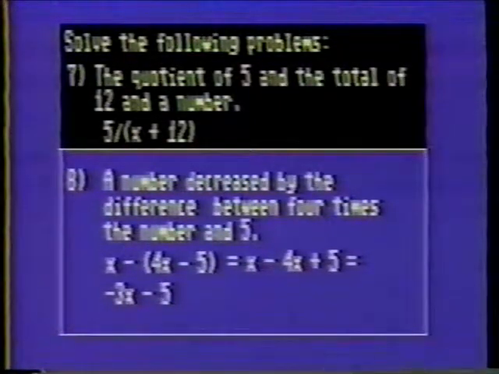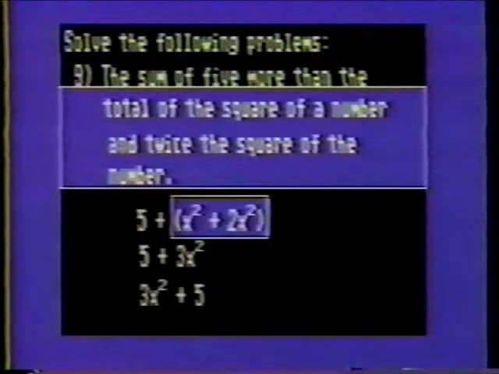This solution can be further simplified because it contains like terms. First, we must remove the parentheses and alter the signs of the components. Thus, 4x becomes negative 4x, and negative 5 becomes positive 5. Now the problem reads x minus 4x plus 5. X minus 4x is negative 3x. The final solution is negative 3x plus 5.